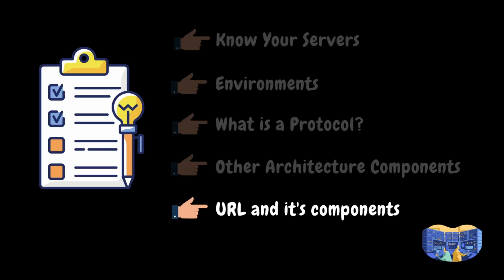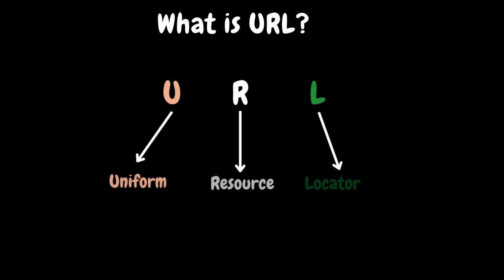Now let's look at what exactly a URL is and its different components. URL stands for Uniform Resource Locator. It is nothing more than the address of a given unique resource on the web. A resource can be an HTML page, a CSS document, an image, etc. A URL is composed of different components. Now let's look at those components.